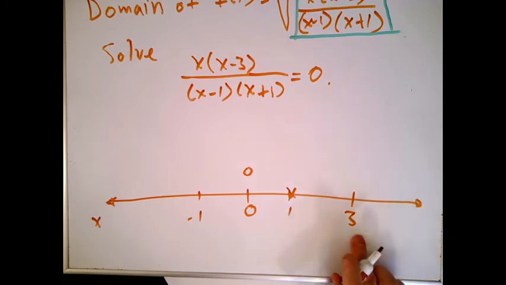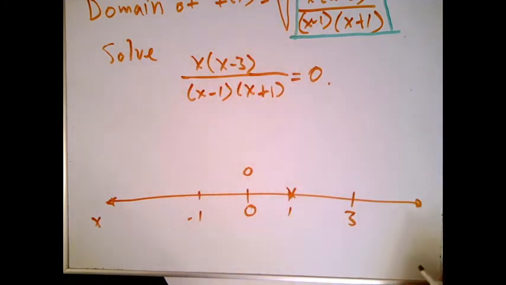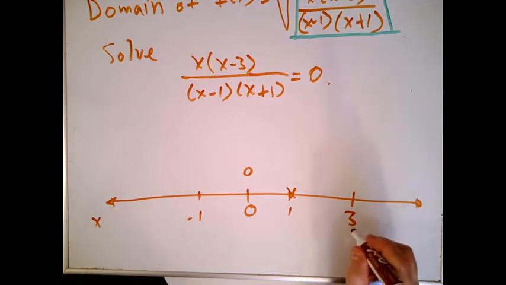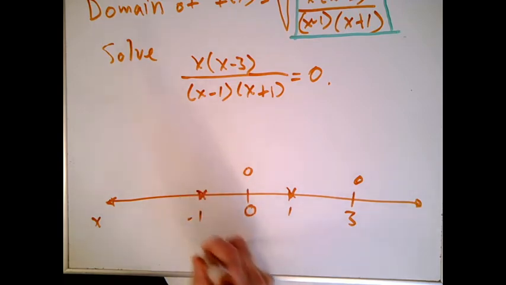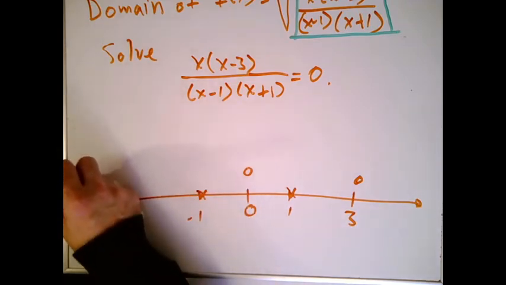When I plug 3 back in, it makes the top 0. It makes the bottom something like, I don't know, 8, but whatever it is, it's fine. The top is 0, the bottom's 8, the whole fraction is 0. I'm good with that. When I plug in -1, it makes the bottom 0 again. That means it's not in the domain, so I'm going to cross it off. And I put a little f of x over here.